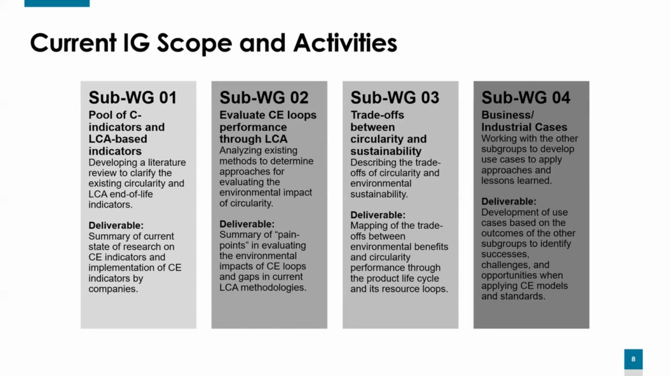To do so, among our 10 to 12 active members, we divided this ambitious goal into 4 sub-working groups. Sub-working group number 1 is dedicated to making this inventory, the current state of the art of circularity indicators and LCA-based indicators available out there, and also to see which ones are the most used, for example, the one from the Ellen MacArthur Foundation, the ones from other organizations and companies that are gaining traction, and to see if they're actually implemented in industrial reality.